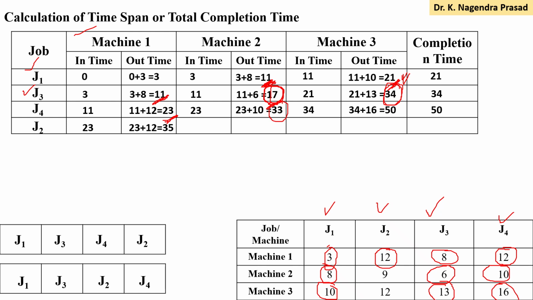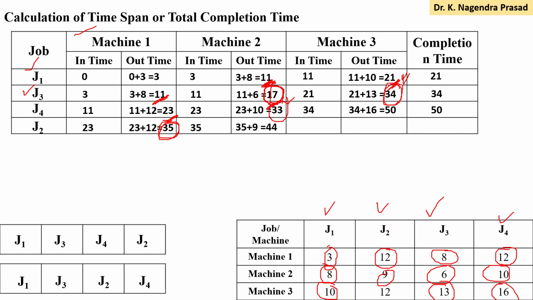So next job J2 has to be moved to machine 2. Here observe the out time of machine 1 is 35 and the out time of machine 2 is 33. Among these two, the maximum is 35. So the in time of machine 2 for job J2 is 35. So 35 plus 9, the out time is 35 plus 9, which is equal to 44.